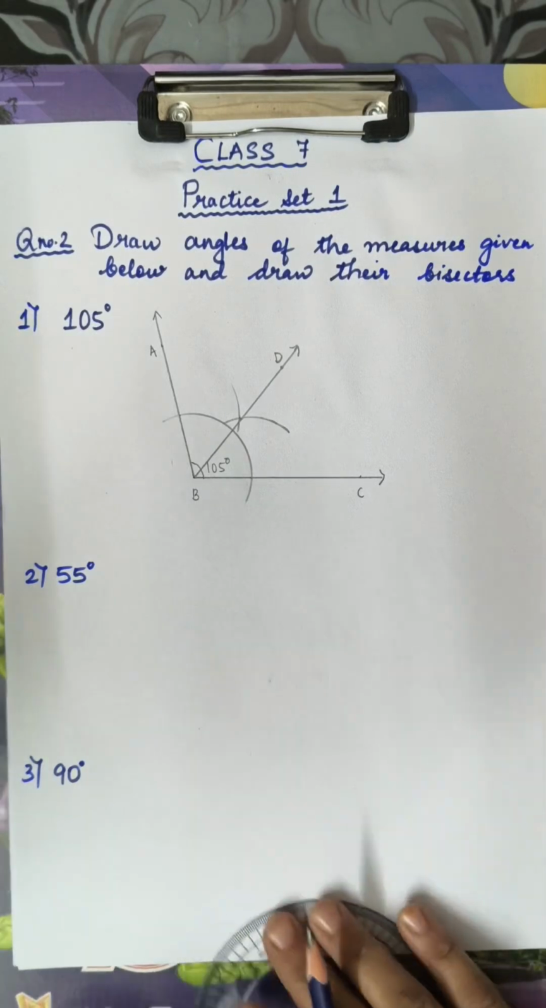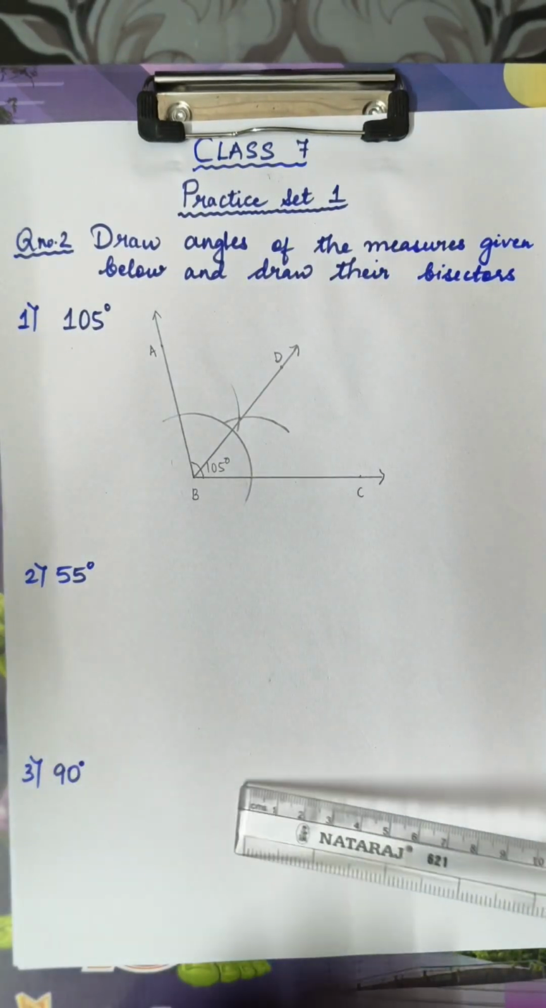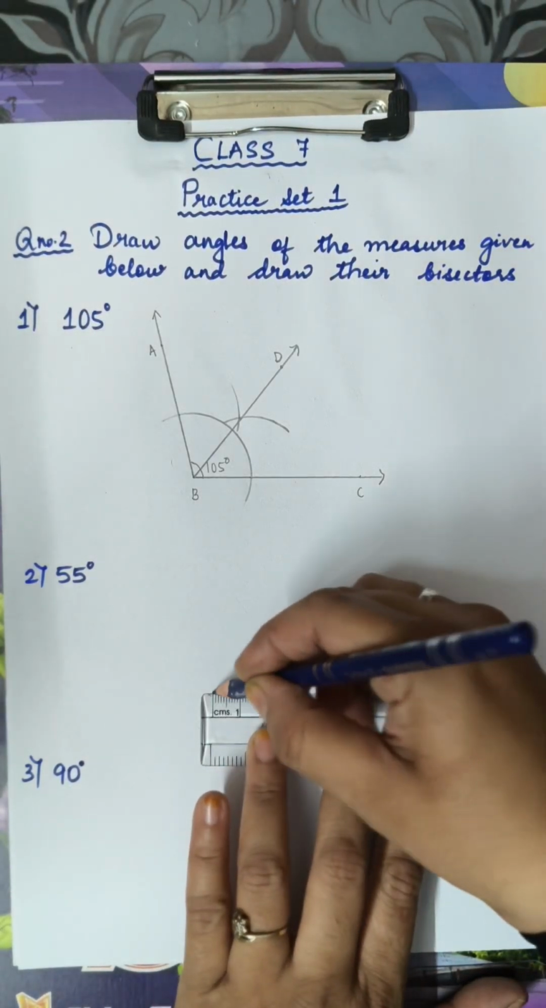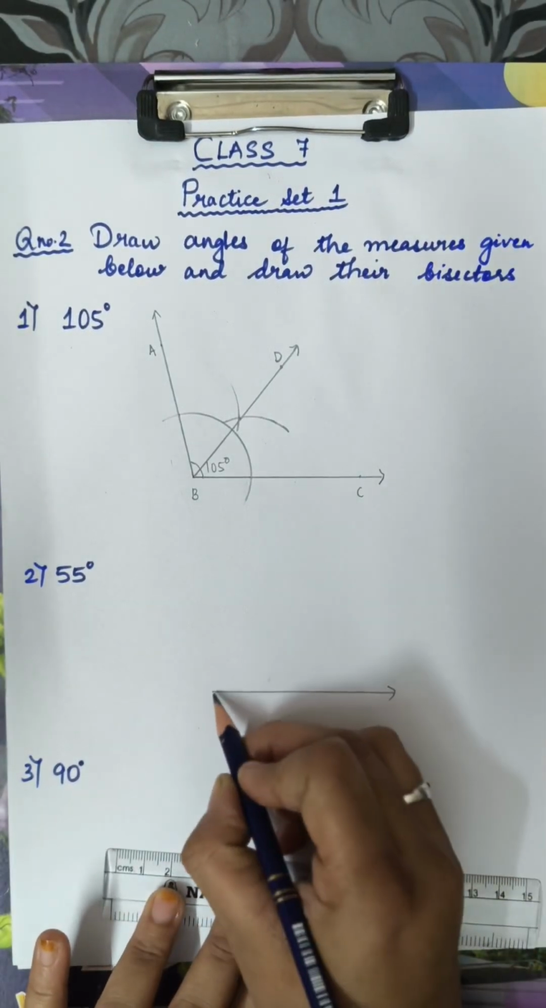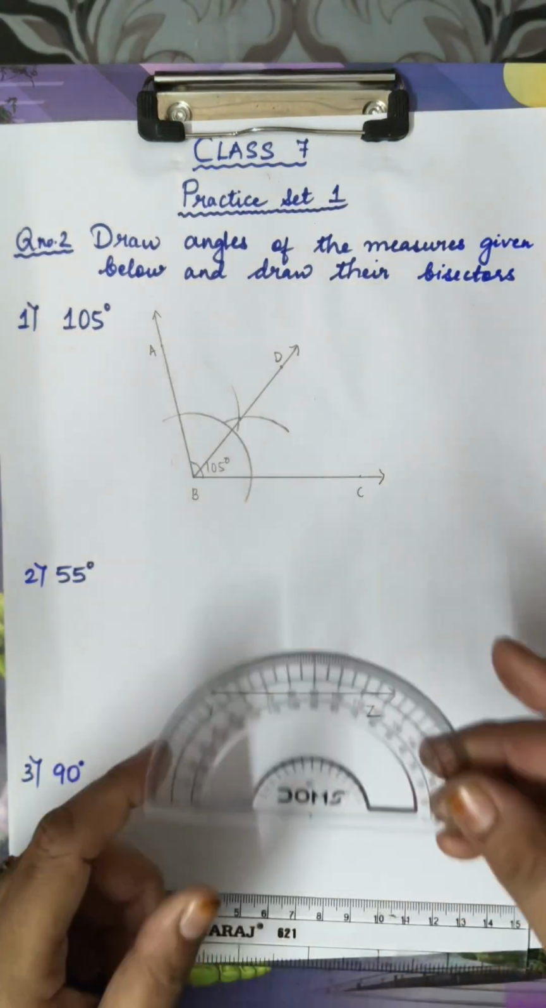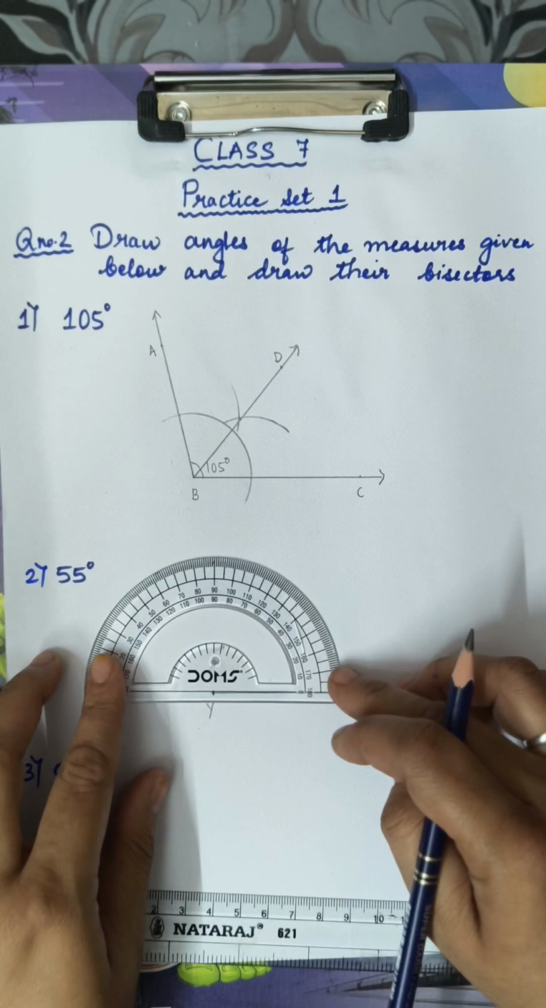Now similarly we will do the second sum. What is given? Angle 55 degrees. So first you will draw a ray of any measure. Let us draw a ray of any measure. Mark this as point Y and Z. Now you will draw an angle of 55 degree measure. So keep it on point Y.